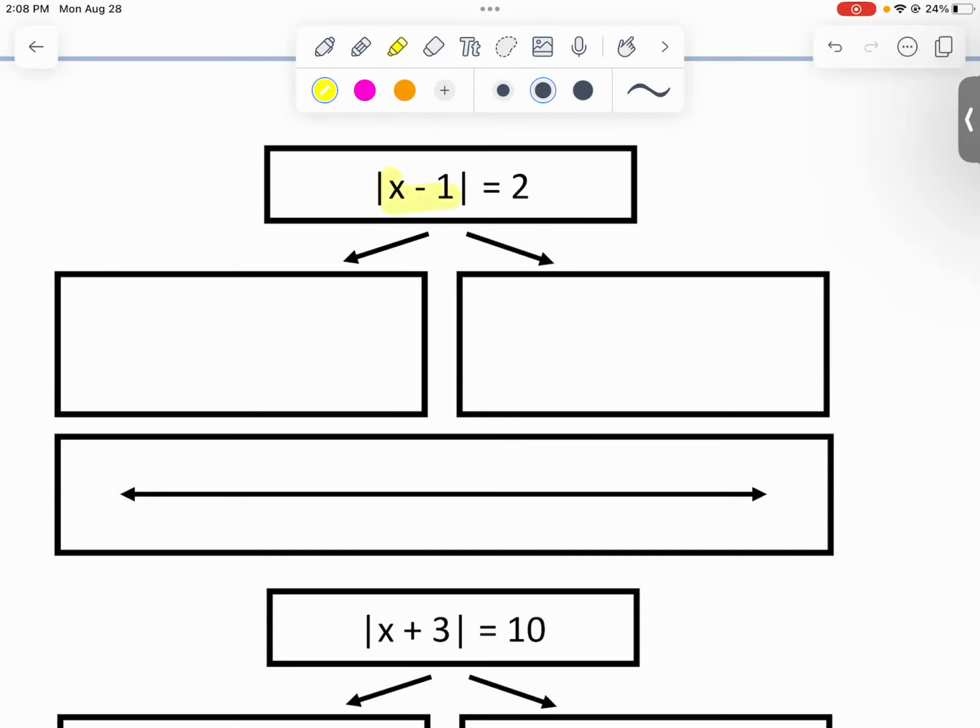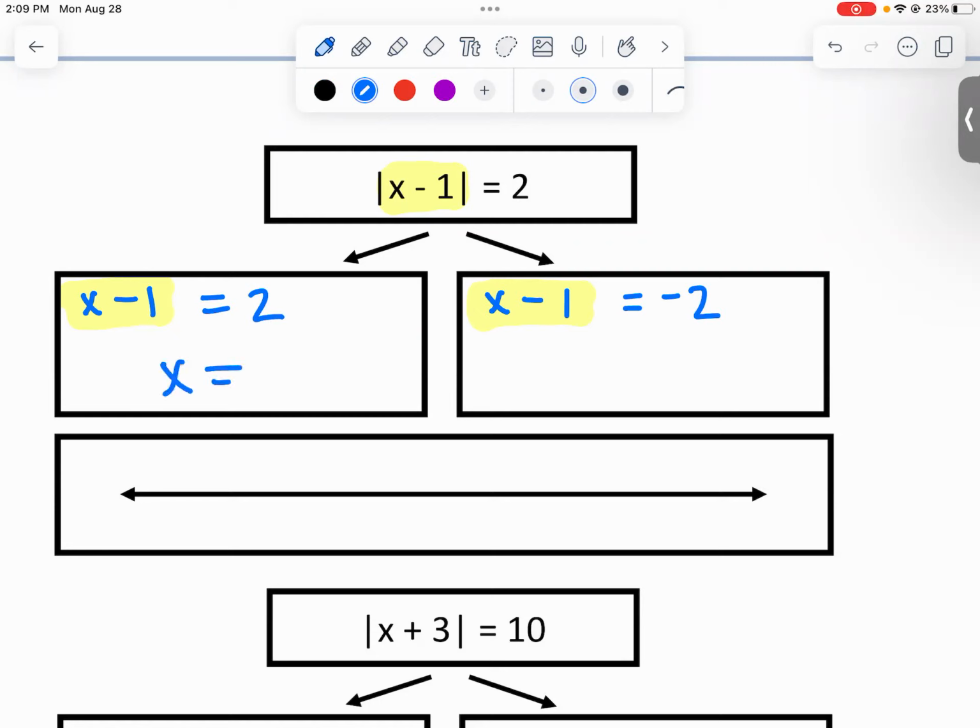All right, we take whatever is in the absolute value and we remove the absolute value and we set it equal to this number and we set a second equation equal to the opposite of it. Okay, inside the absolute value we have x minus 1. So now what is this? x equals 3 and x equals... how about -1?